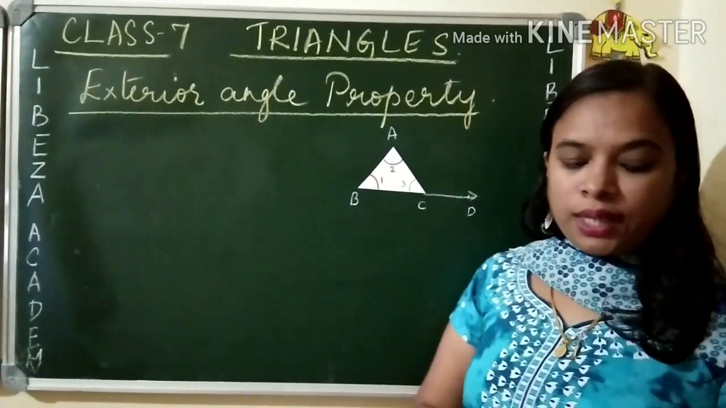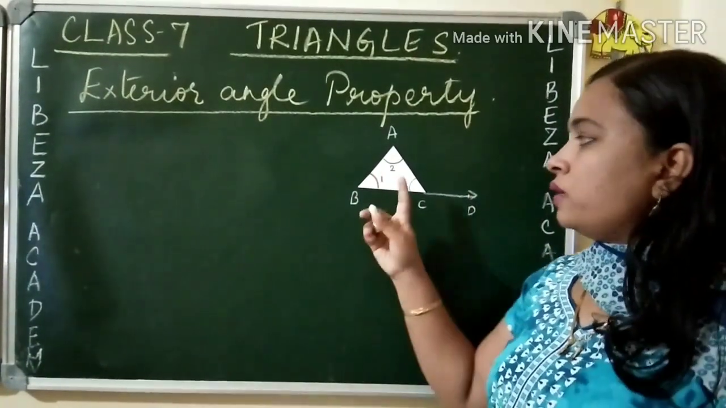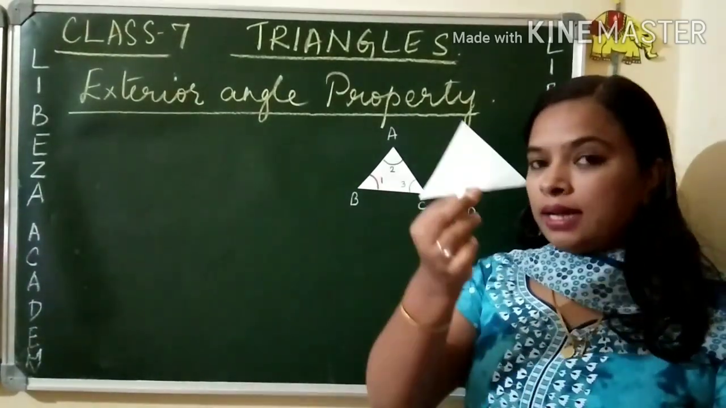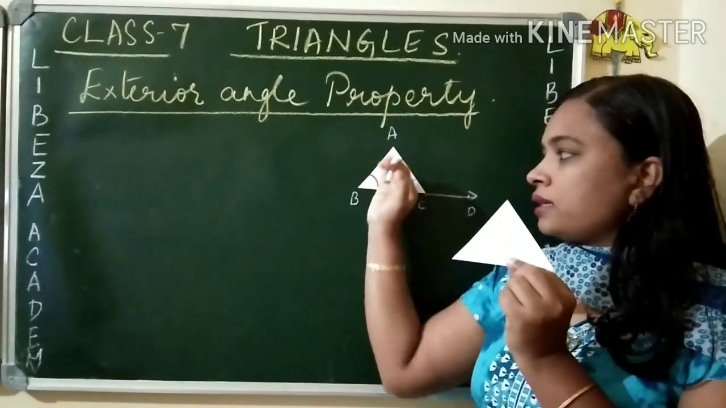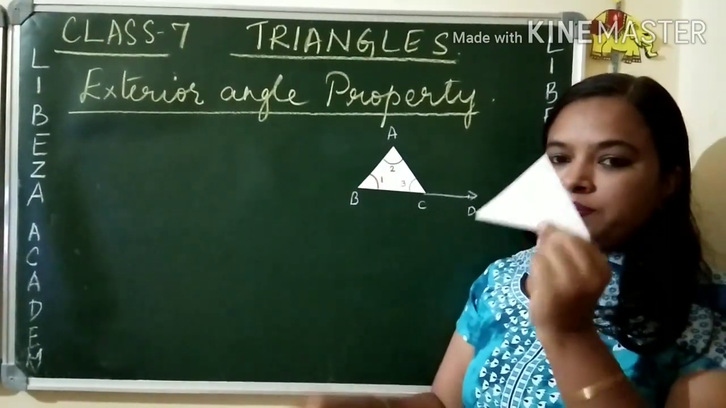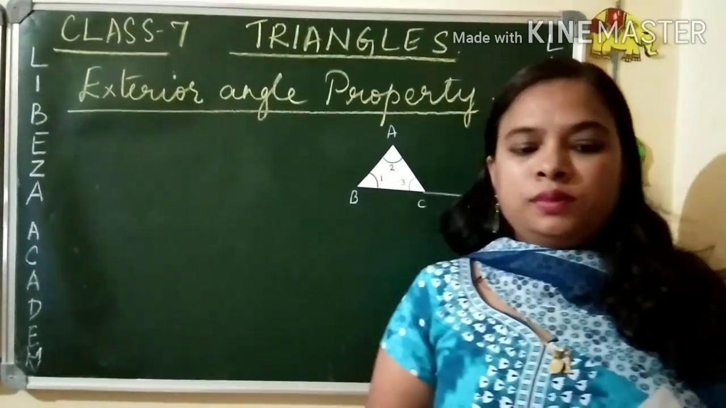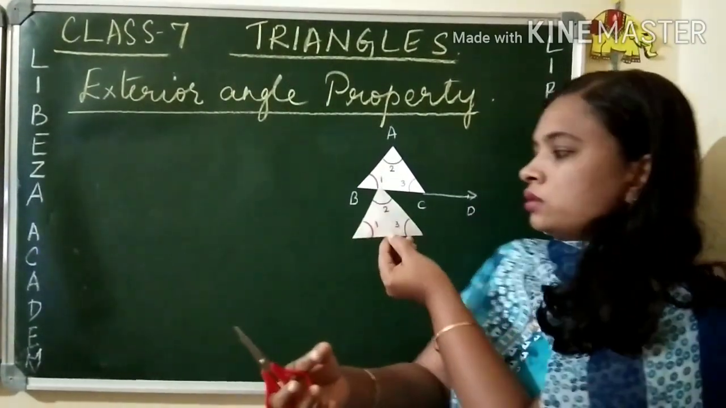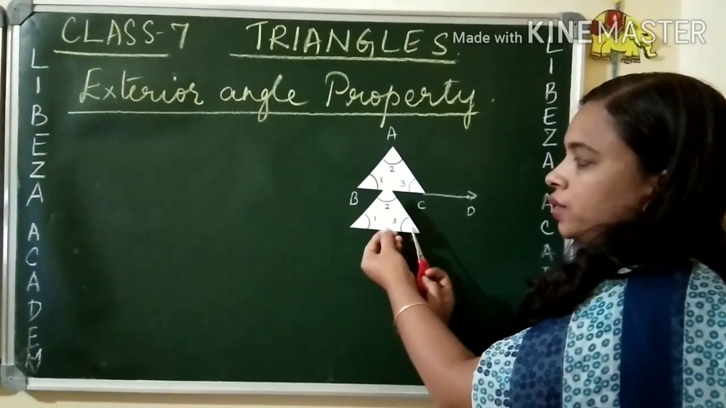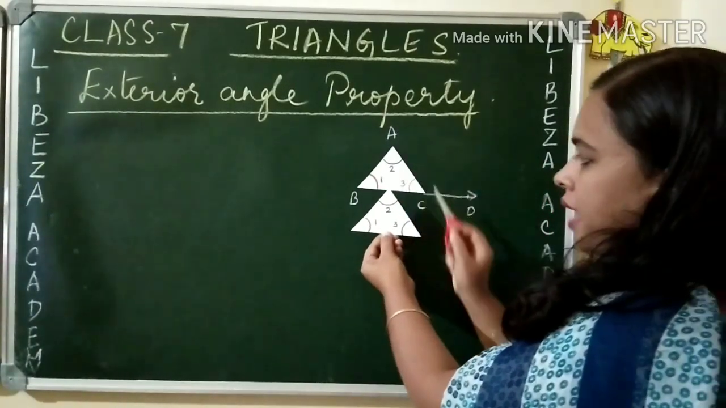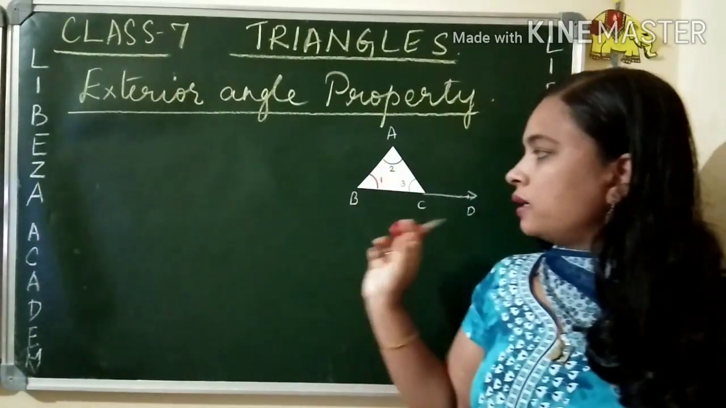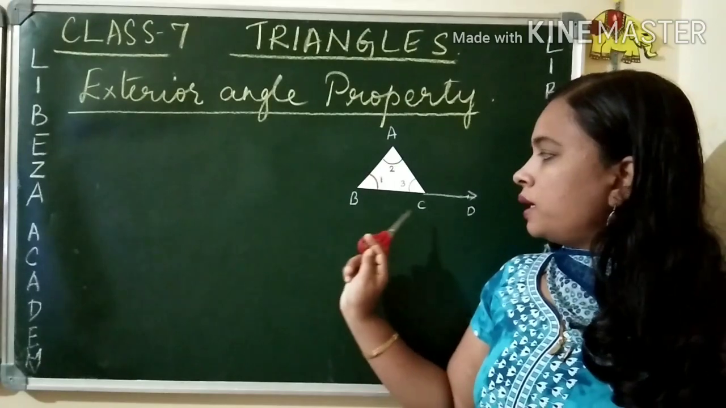I had asked you to cut two triangles. One triangle I have pasted here, and what you need to do is take the other triangle and mark the same angles in the same colors and give the same naming. Okay children, see now the replica has been done and the naming is also done. Now you have angle ACD. ACD is the exterior angle of triangle ABC.